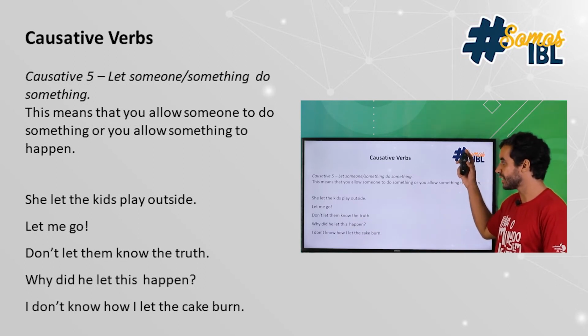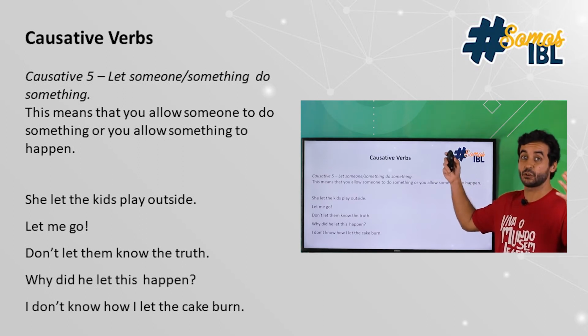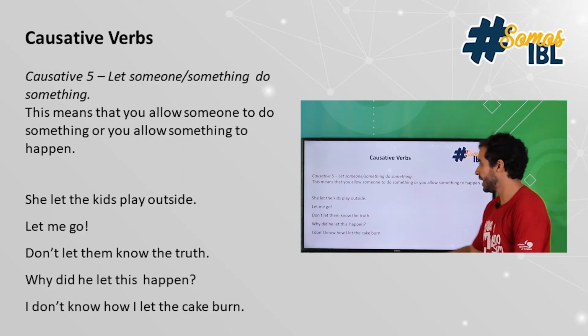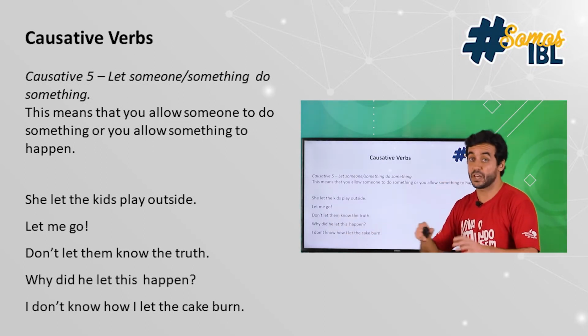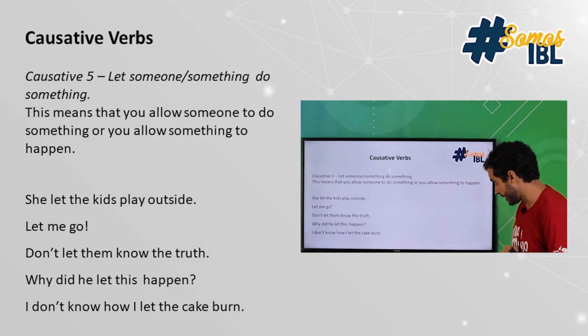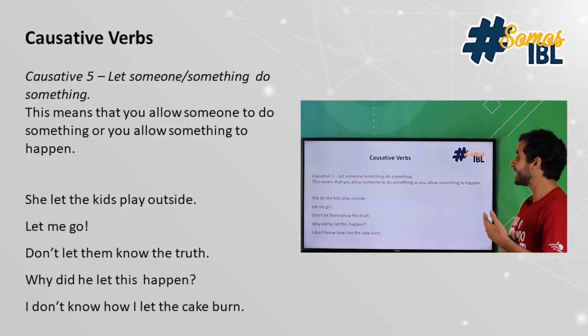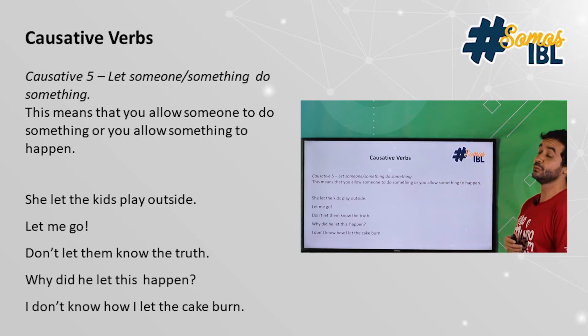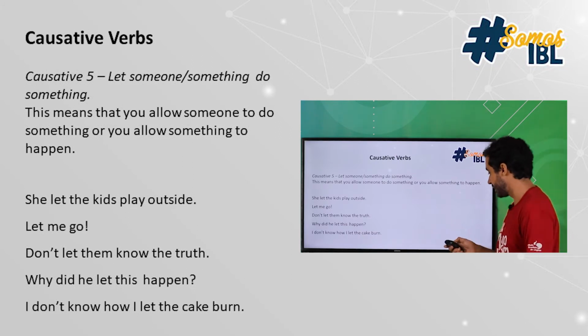Let me go. Okay, this is a request, a very strong request. Let me go, right? Again, the verb is infinitive without to. Don't let them know the truth. Okay, same thing. Why did he let this happen, right? So the guy was not responsible, right? He let something happen. I don't know how I let the cake burn. Ooh, I know. Probably the person forgot. He was talking on the phone, right?